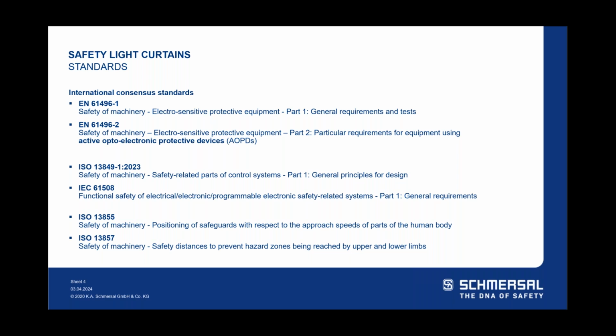The last two here, ISO 13855 and ISO 13857, the safety of machinery. The first one, positioning of safety guards with respect to the approach speeds. And again, I mentioned it briefly, but we're going to get into what's entailed there when we talk about approach speeds, and the one below it, safe distances, when we start installing these light curtains. So again, just some standards to keep in mind.